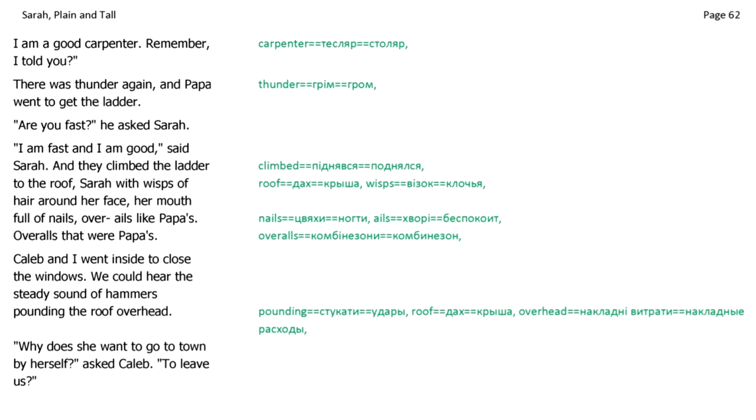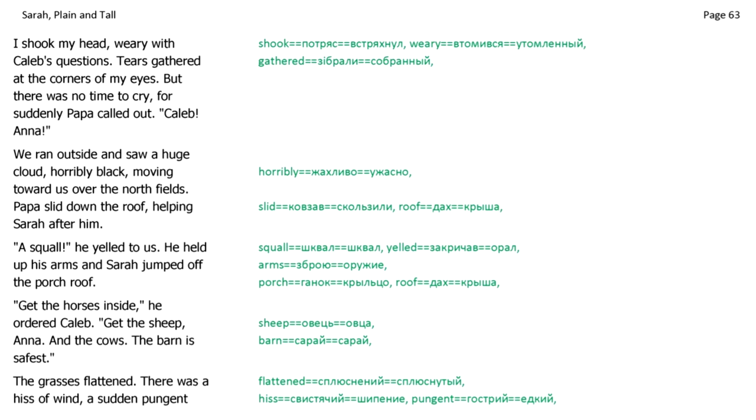Caleb and I went inside to close the windows. We could hear the steady sound of hammers pounding the roof overhead. "Why does she want to go to town by herself?" asked Caleb. "To leave us?" I shook my head, weary with Caleb's questions. Tears gathered at the corners of my eyes. But there was no time to cry, for suddenly Papa called out, "Caleb! Anna!" We ran outside and saw a huge cloud, horribly black, moving toward us over the north fields.